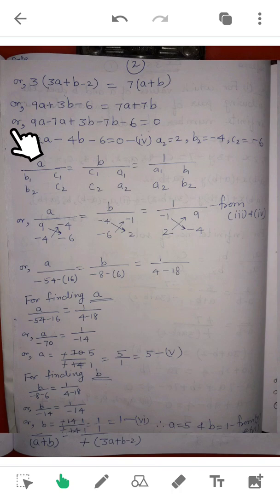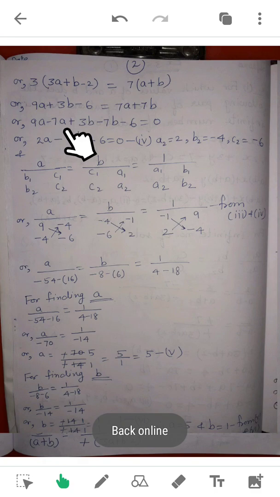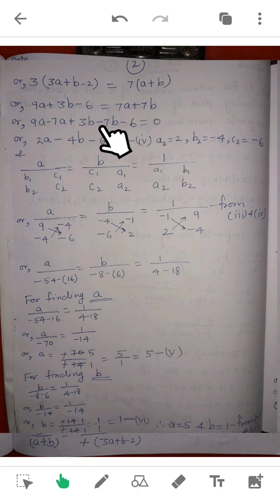We will further solve it, taking all the terms on one side, 9a. Now this 7a from the right hand side, when taken to the left hand side, we have to place a negative sign here. The sign will change. You all know this. Then plus 3b. This plus 7b, taken to the left hand side, becomes minus 7b. And minus 6 is equal to 0. No term is left on the right hand side, therefore it is 0.